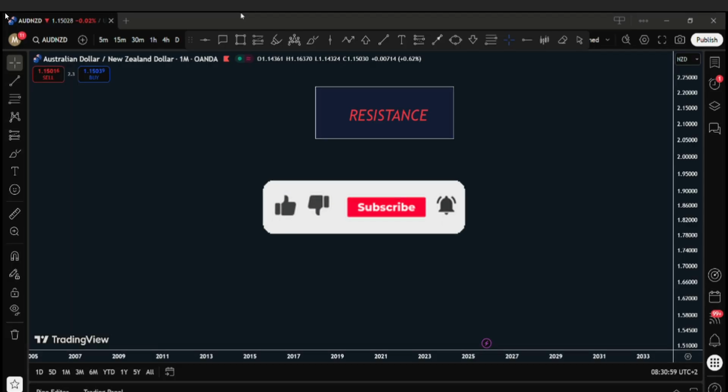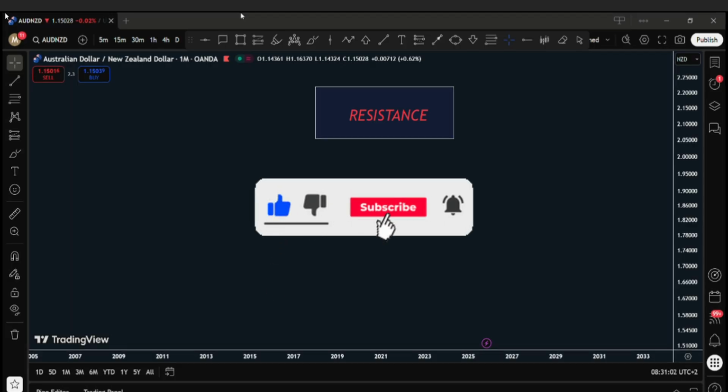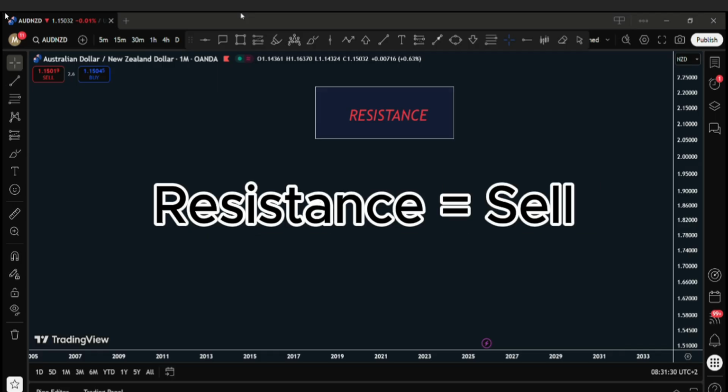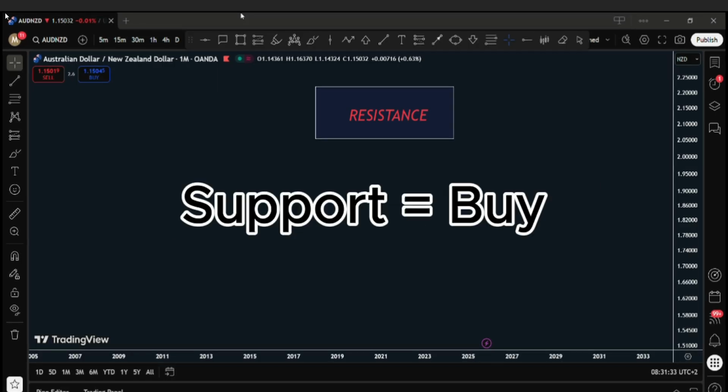And a resistance, remember that I said that when we identify a zone as a resistance, we expect the market to go down when it reaches that zone. So in short, I can say that a resistance is a ceiling. If we take a tennis ball and we throw it against the ceiling, it will hit the ceiling and go down. Meaning whenever we see a resistance, we sell, and whenever we see a support, we buy.